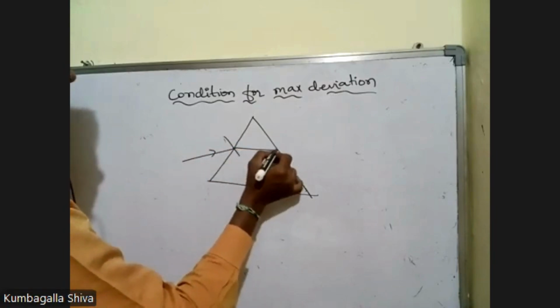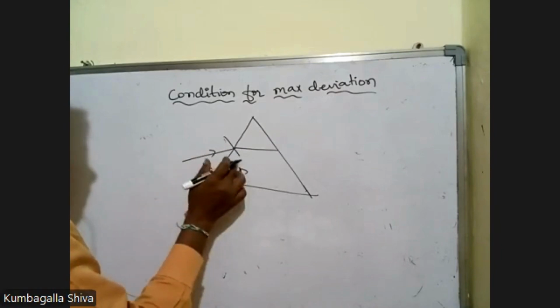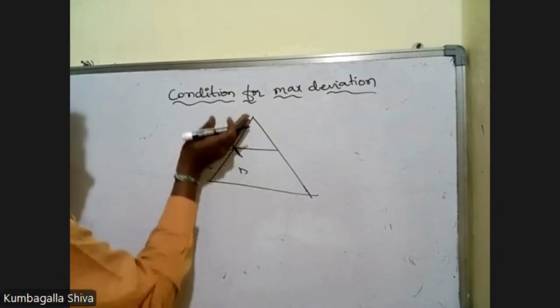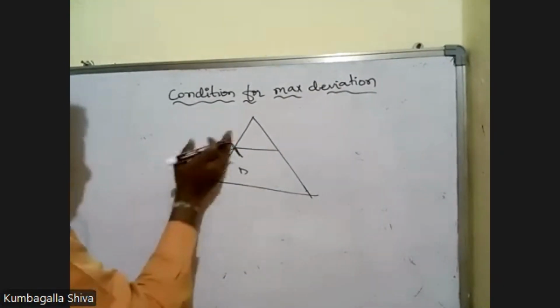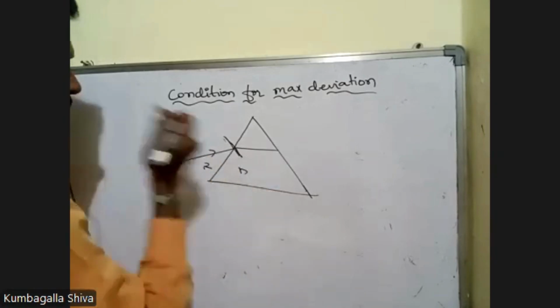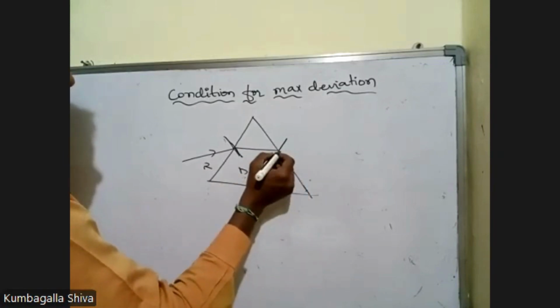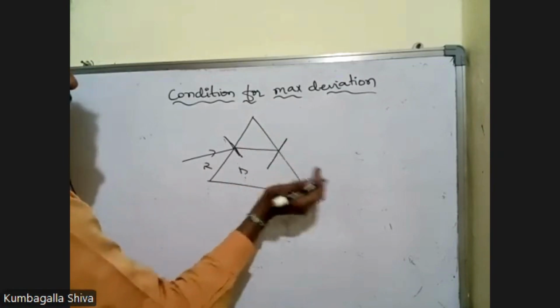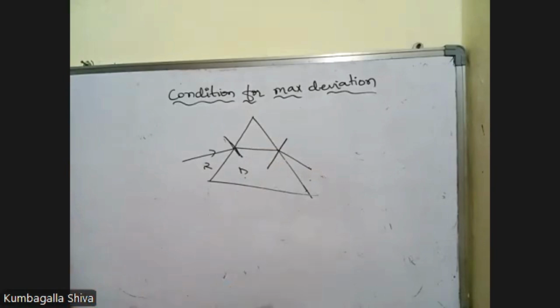This refracts. This is rarer and this is denser, because rarer to denser, when you draw the normal, it always bends towards the normal. Again there is a normal, and this is denser and this is rarer. So denser to rarer, again it bends away from the normal. This is the basic thing you are seeing.